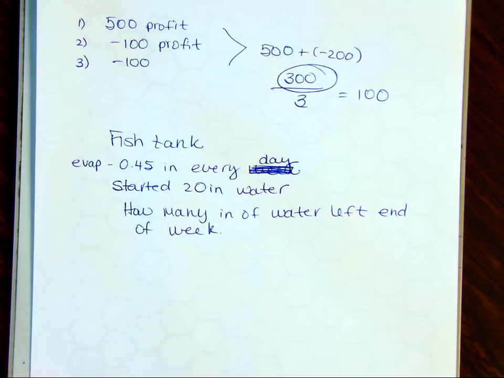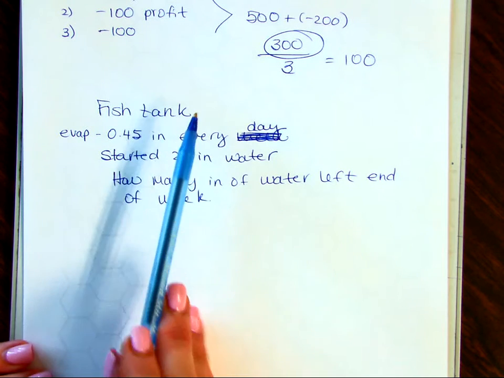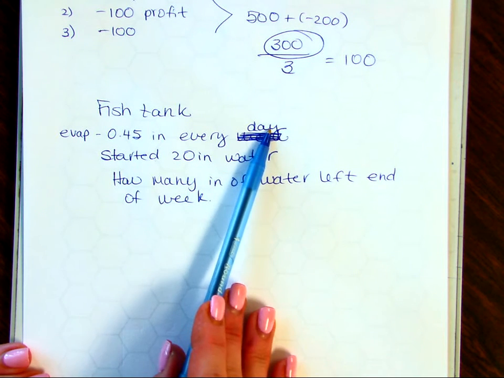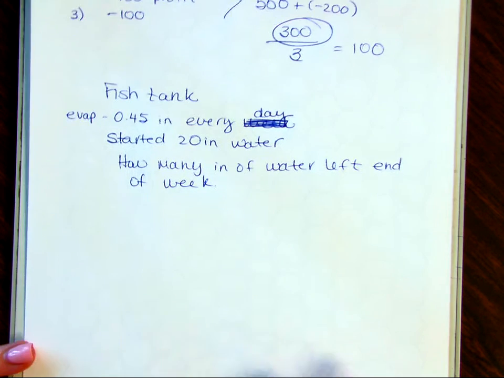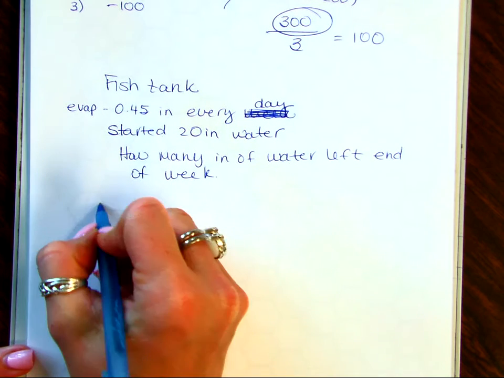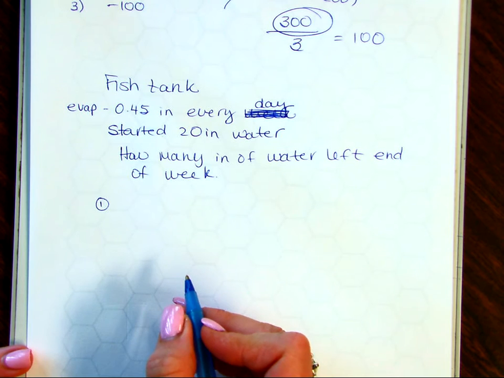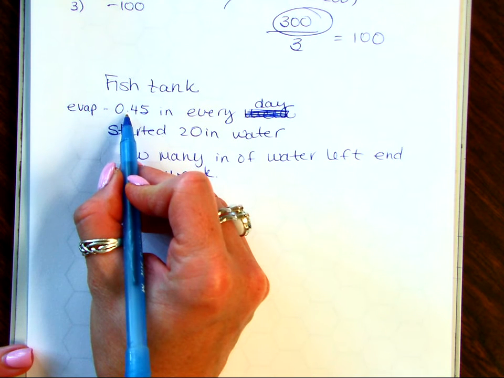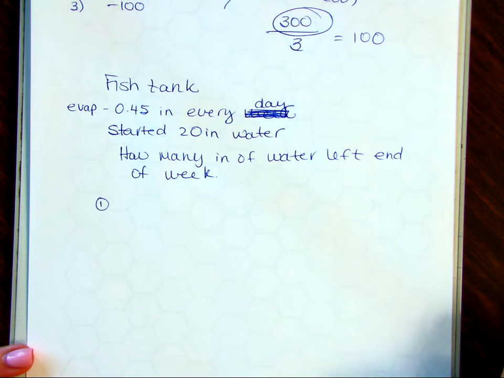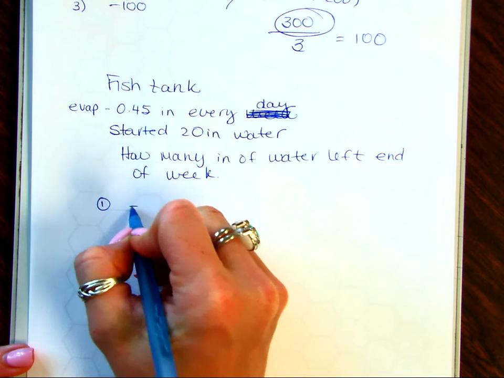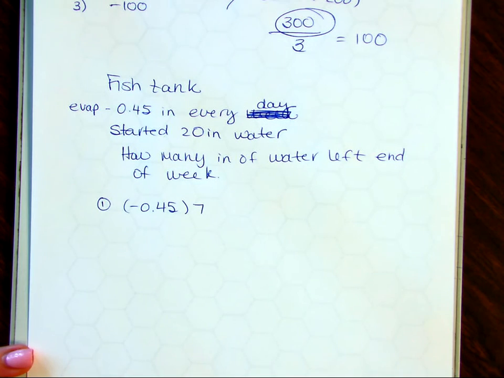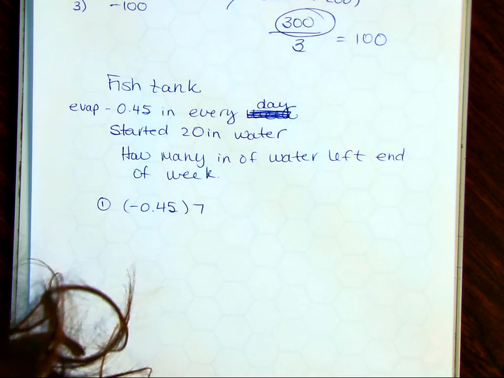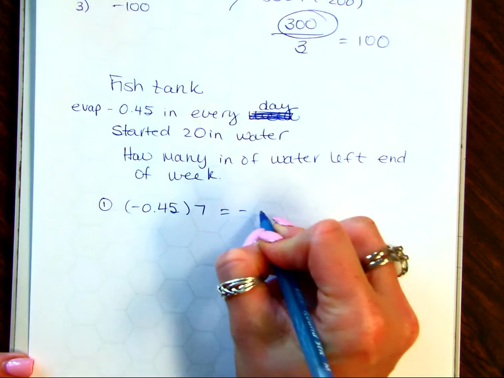This is something you're going to want to look at and think about in real-world problems. I gave you days, but I asked for weeks, so there's a little bit of conversion going on. Okay, so this is a multi-step problem. So step one, what we're going to want to do is figure out if it goes down this much each day, then how many inches would it go down in 7 days? So you're going to do 0.45 times 7, and that gives you a negative 3.15.